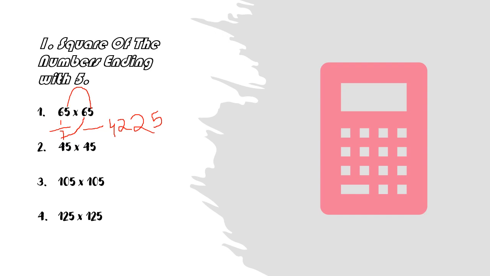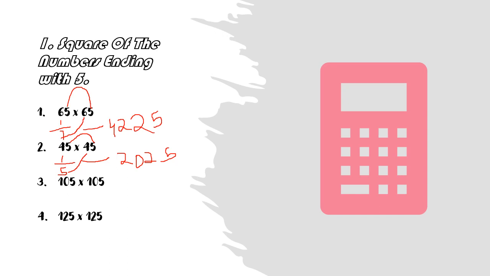We will jump onto the second problem, 45 into 45. How are you going to do this? Same as the first one, add 1 to this 4. What are you going to get? 5. And what are you going to do next? You're going to multiply with this number. 5 4s are 20. And what are you going to do next? You're going to multiply the last two numbers, 25. So the answer is going to be 2025, and you can cross-check.